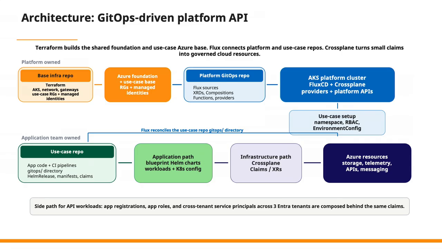We have the application path. It's a blueprint Helm chart. Doesn't matter for now. And the infrastructure part with Crossplane, and the Azure resources come out. So the application developers have everything they need.